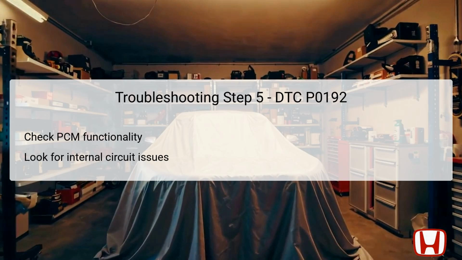The final troubleshooting step involves assessing the performance of the powertrain control module, or PCM, to confirm that it is functioning correctly. There could be internal circuit failures within the PCM that misinterpret signals coming from the fuel rail pressure sensor, resulting in the persistent DTC P0192. Technicians should use specialized diagnostic equipment to evaluate the PCM's operation. This sometimes includes checking for software updates or reprogramming if necessary.